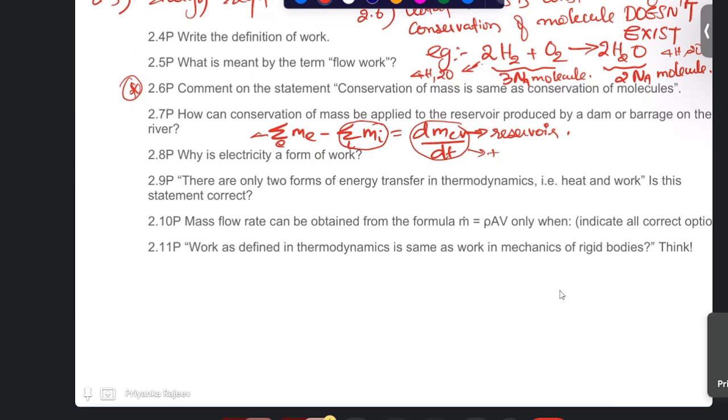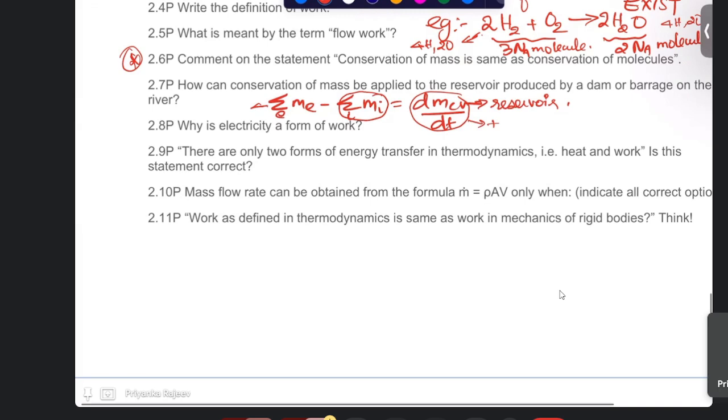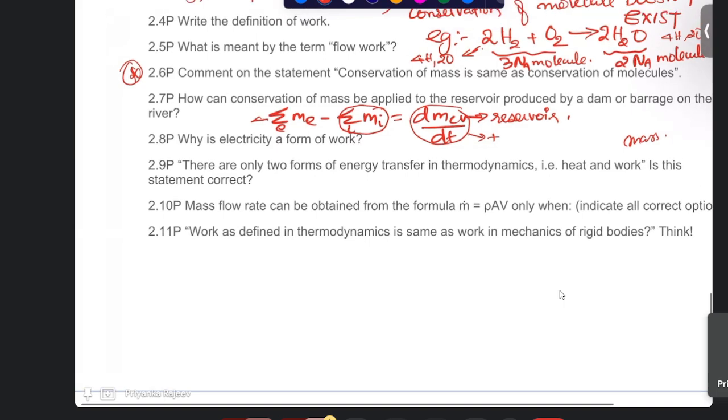Now, there are only two forms of energy transfer in thermodynamics: heat and work. Is the statement correct? Yes. Why? Because what all fluxes will we be considering: heat, work, and mass. With mass, we have seen there is this total energy coming, which is internal energy, potential energy, and kinetic energy, right? So this we are taking as what?